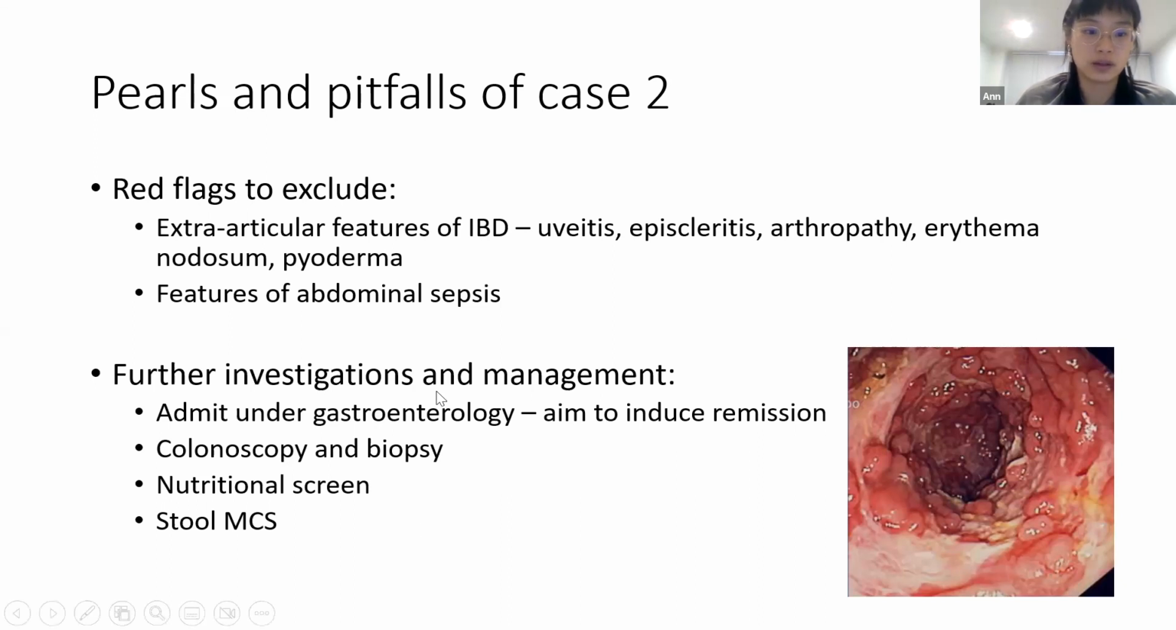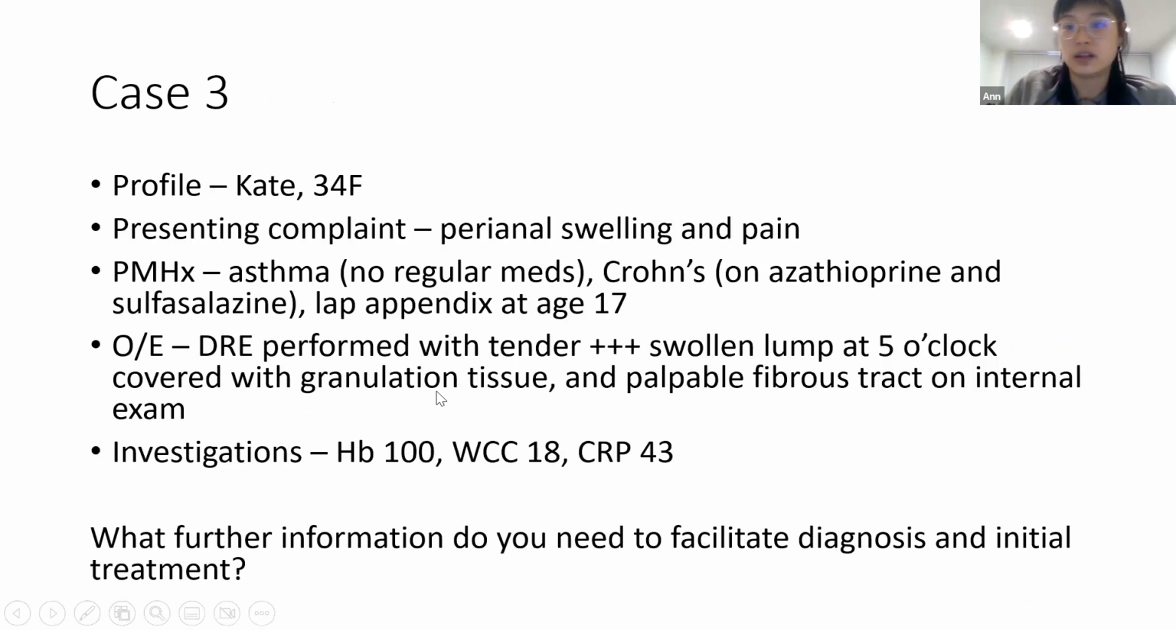Moving on then. So same lady again, she's now 34 years old. This time she's presented with perianal swelling and a tender fluctuant lump. She's also got, again, as mentioned, asthma. She's on azathioprine and sulfasalazine to maintain remission of Crohn's, and she had a lap appendix at the age of 17. So as the diligent doctor in ED, you perform a DRE.